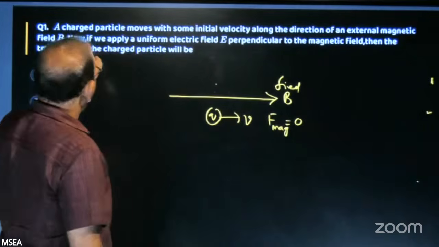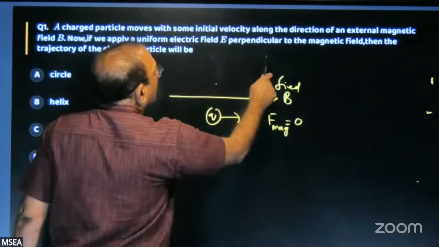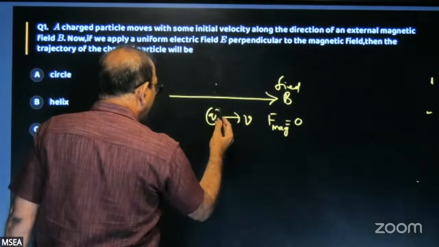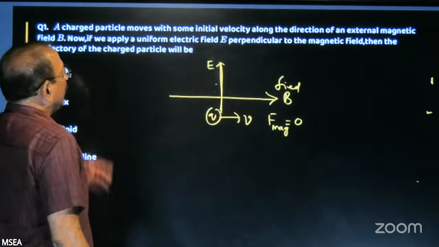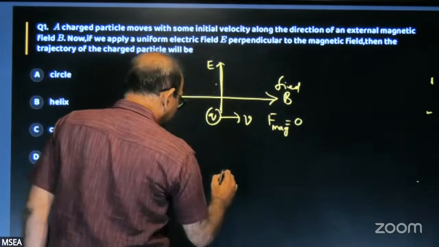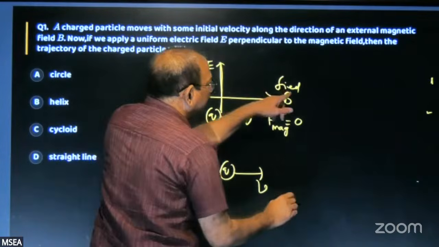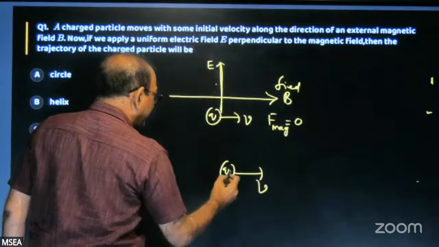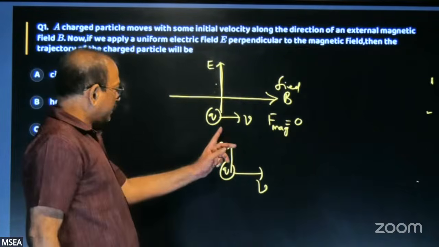That is given. Now what is applied? If we apply a uniform electric field perpendicular to the magnetic field. Now this is the magnetic field, no? Perpendicular to this, he applied one electric field. Then what will happen is what is being asked. If you apply an electric field like this to a charged particle already moving along the magnetic field with a velocity v, if you apply the electric field in this perpendicular direction, electric force EQ will act.